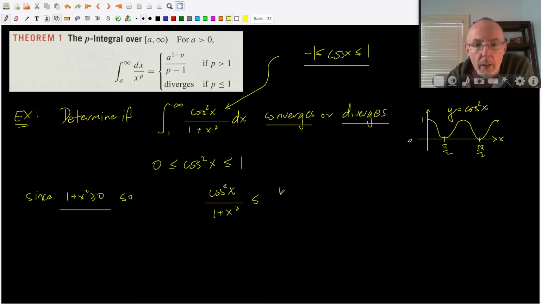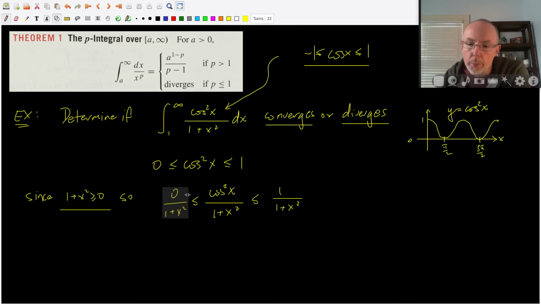So on the right, I get 1 over 1 plus x squared. And on the left, I get 0 over 1 plus x squared, right? Just divide the whole thing by 1 plus x squared. Of course, that's stupid, so let's just get rid of that and call it 0. But I know something about the cosine. But look at this. I now know that the cosine, this is the function I'm interested in, right?